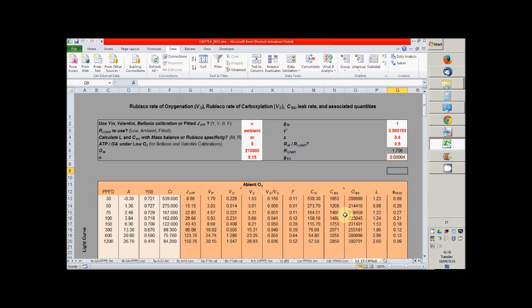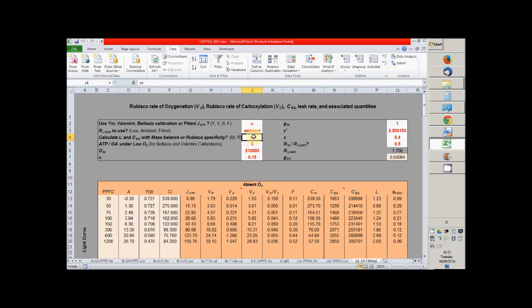Sheet 12-13 calculates the final quantities of the C4 model using the parameters we previously derived. There are a few things which need to be specified. Here, as we have seen already, the calibration used to calculate JATP, which may be Yin, Valentini, Bellasio, or the fitted values. Note that the fitted values are available only for the light curve. We may specify what respiration in the light to use.